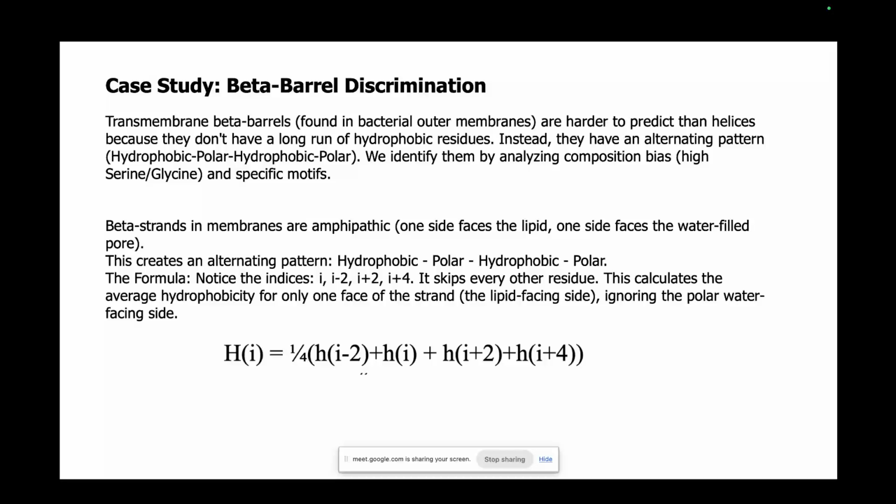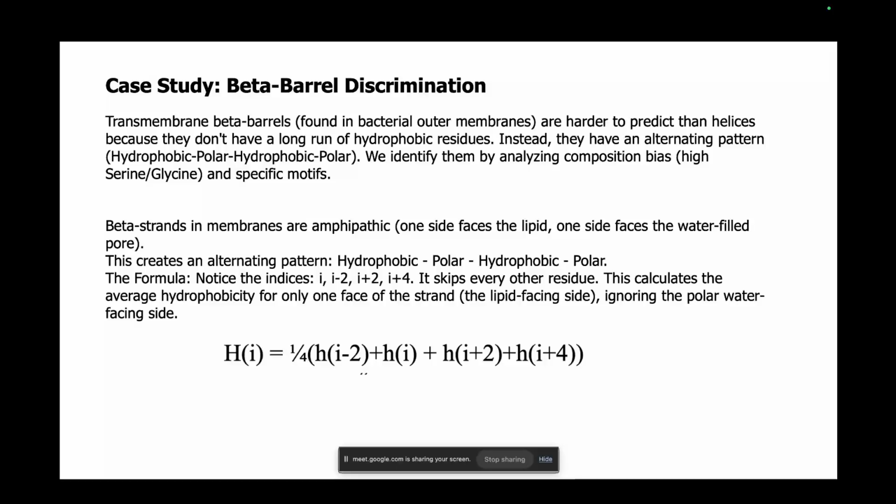So how do you identify that these are the set of beta barrel proteins? You go back and see the composition of the protein, as I was discussing in the first slide. So you identify them by analyzing the composition bias. In this case, you'll have very high serine and glycine residues and specific motifs that are present in this protein. Now, the beta strands inside the barrel proteins are amphipathic in nature. So one side faces the lipid, the other side faces the water-filled pore. This creates this alternating pattern, which is hydrophobic, polar, like this.